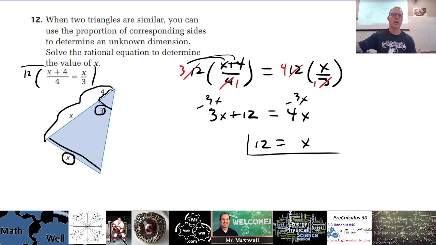And of course you could check that by putting 12 in for x here and see if that works. So 12 plus 4 is 16 over 4 is 4, and 12 divided by 3 is also 4. So it seems to check out. Good? All right. Any other questions about that one?